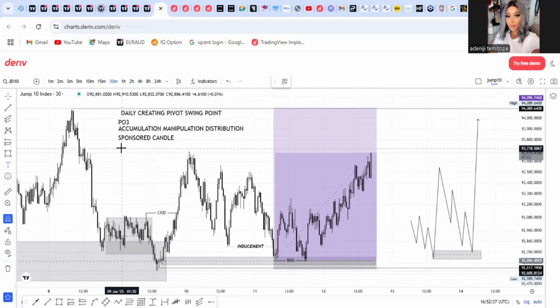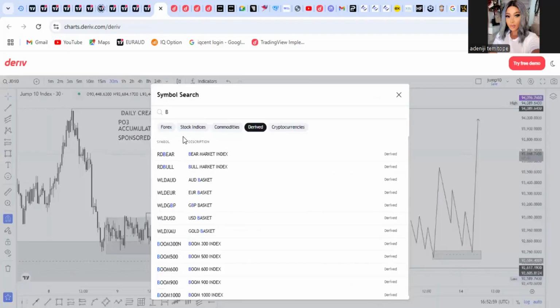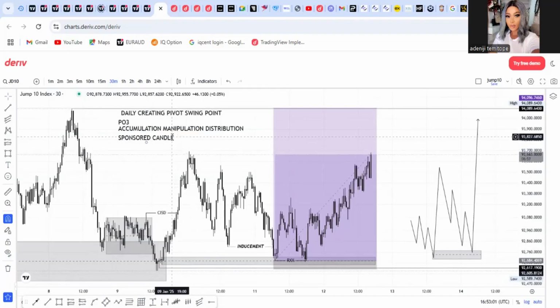Remember, I talked about the accumulation, manipulation, right? Distribution. You want to see your sponsored candle. After you get your sponsored candle, you want to see your what? The break of structure. Want to see your break of structure. All right. After your accumulation, your manipulation, distribution, want to see the impulse break of structure. That's impulsive break of supply or demand.